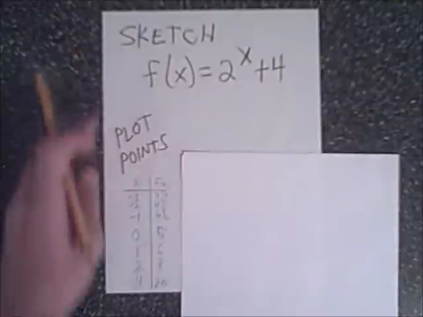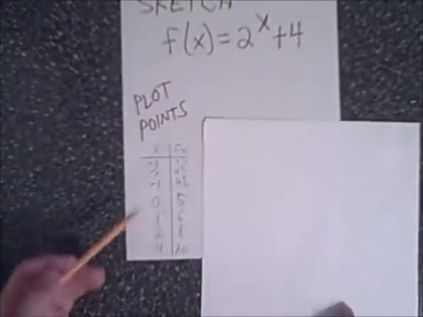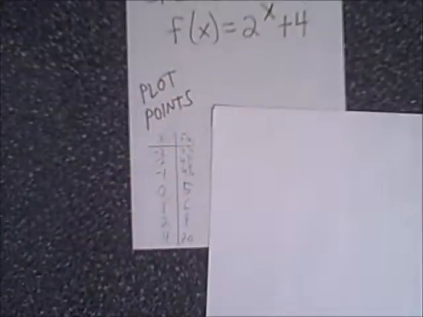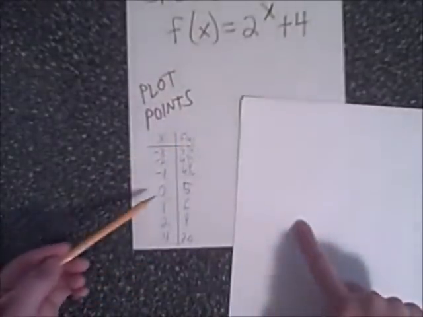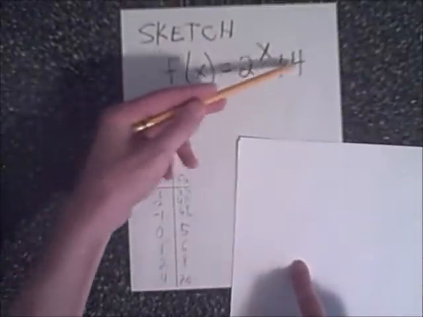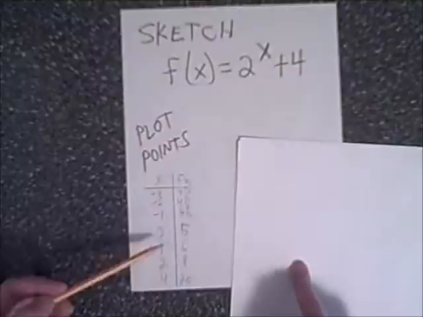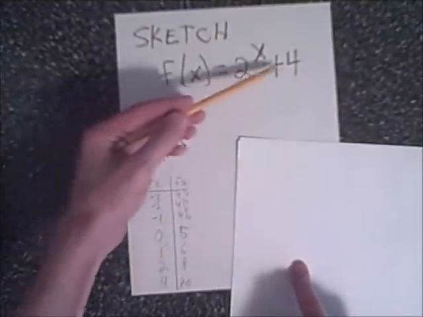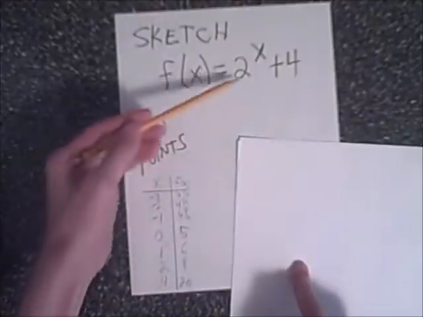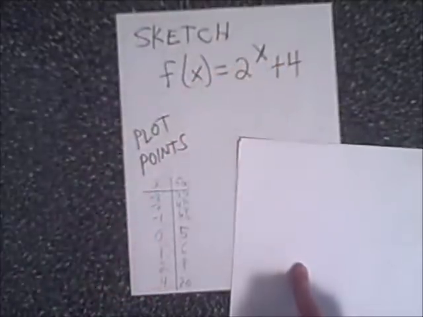And basically to do so, we form a little chart. Here's the x values and the corresponding f of x values. And you can see here, if you plug in 0, f of 0 is 2 to the 0, which is 1, plus 4, which is 5. And 1, 2 to the first is 2, plus 4 is 6, etc., going that way. And we get 4, 2 to the fourth is 16, plus 4 is 20.